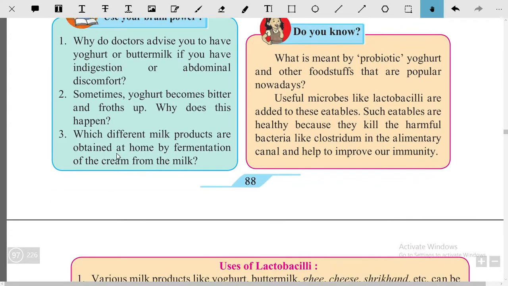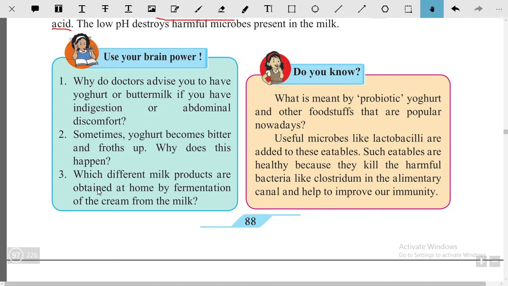Okay, which different milk products are obtained at home by fermentation of the cream from the milk?